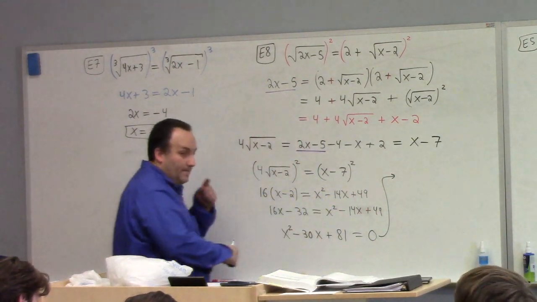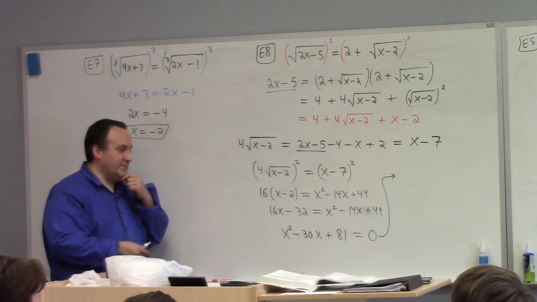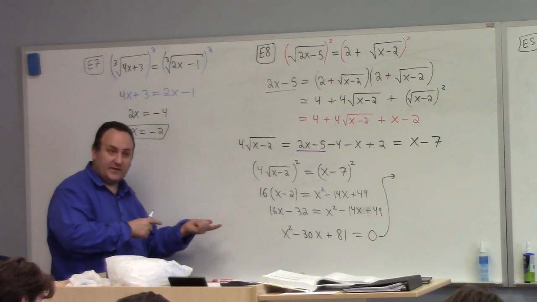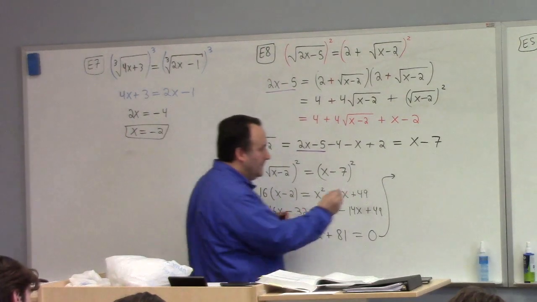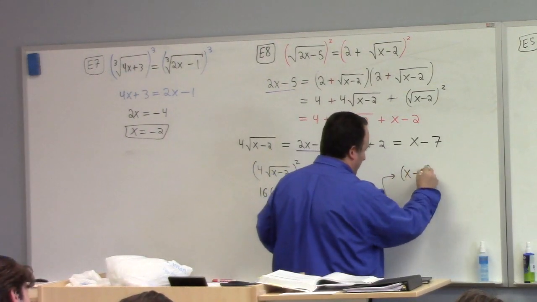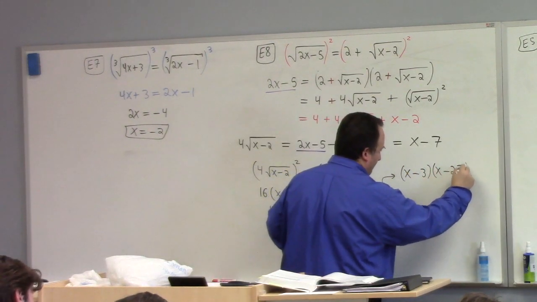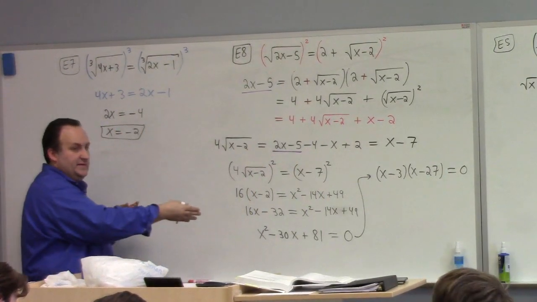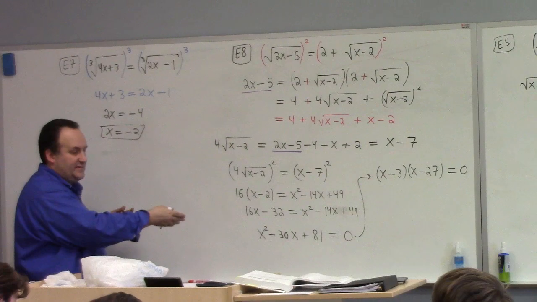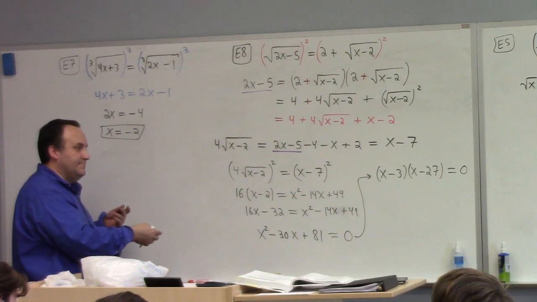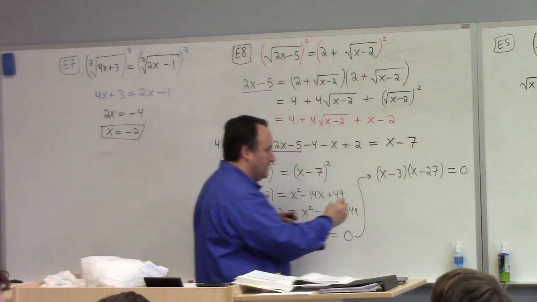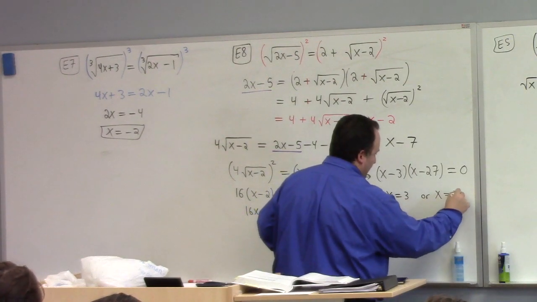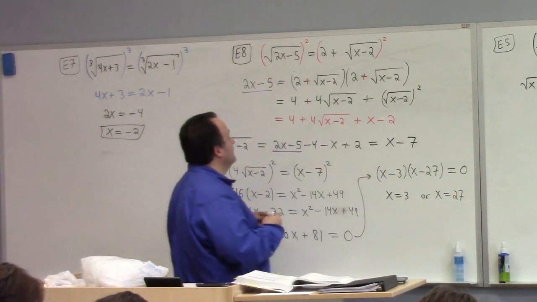Can you factor that? What's 81? 81 is 3 times 27. So we want a minus 30. So we do x minus 3, x minus 27. That factored nicely. This is, after all, a book problem. That tends to happen. So x is equal to what? And do you think they both work? I doubt it.